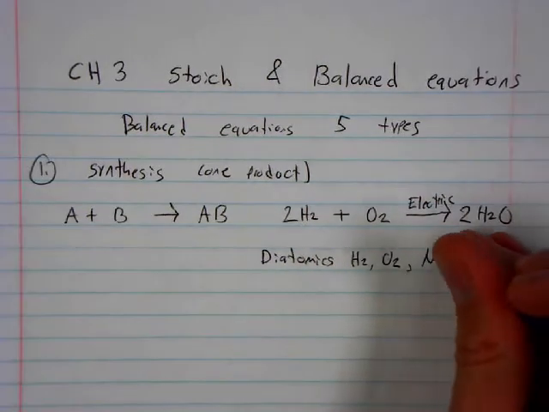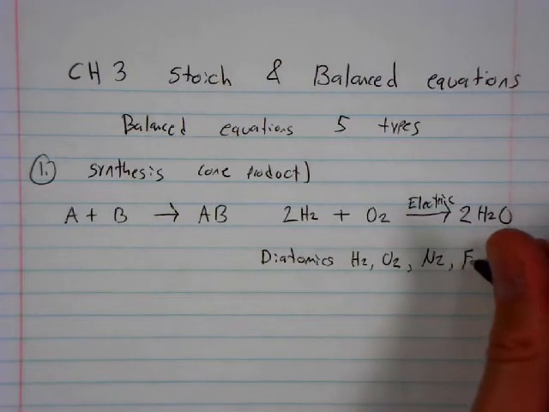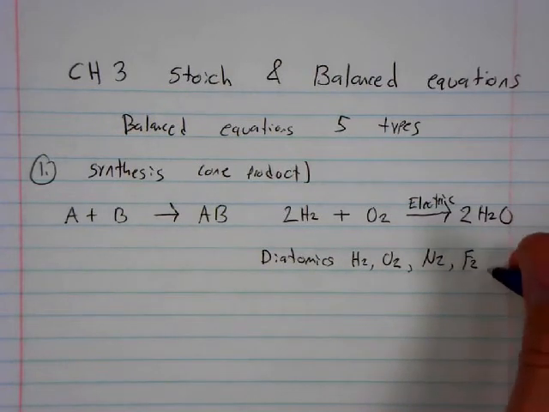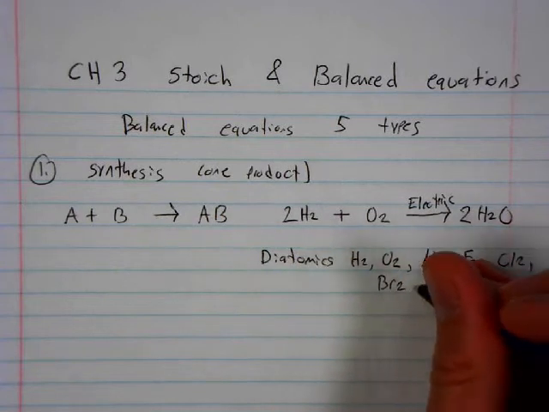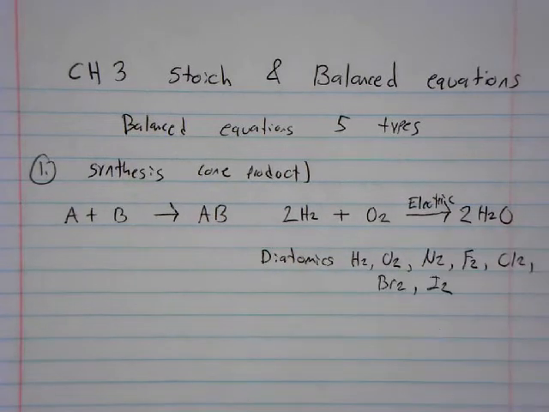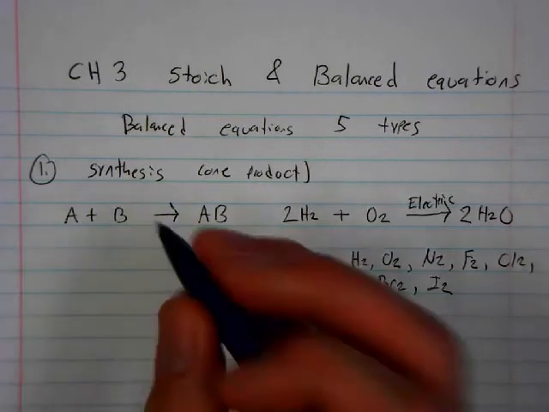Speaking of diatomics, elements that never exist by themselves in nature, that is H2, O2, N2, F2, Cl2, Br2, and I2. If you look at your periodic table, besides hydrogen, it's literally the upper right-hand corner of the periodic table, called the diatomic corner, which are all of your diatomics.